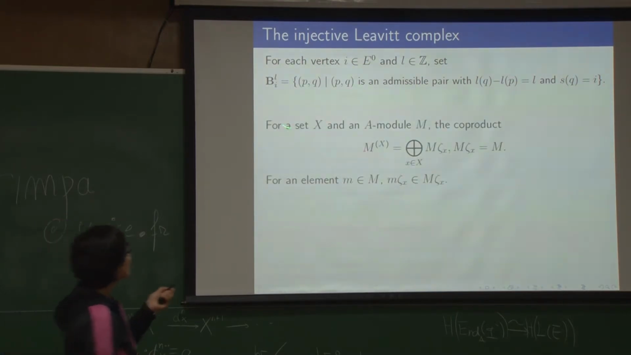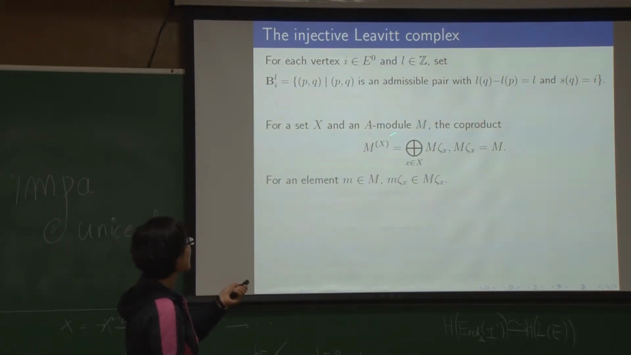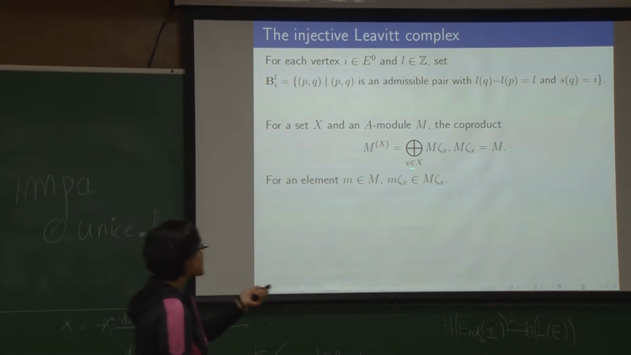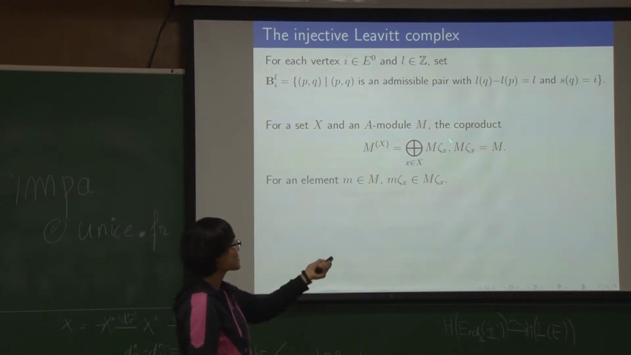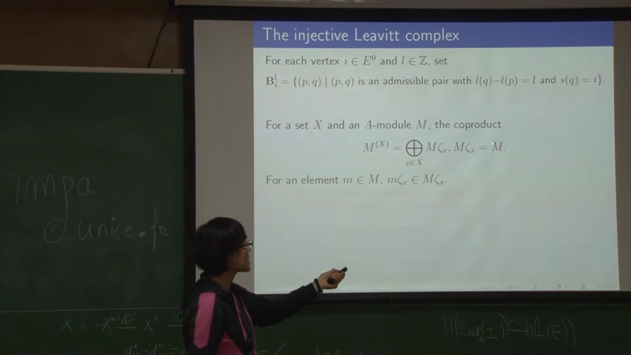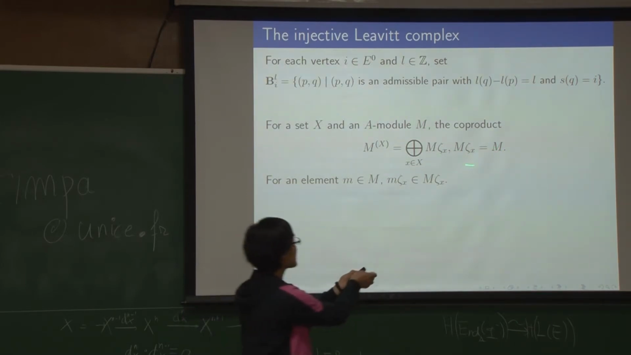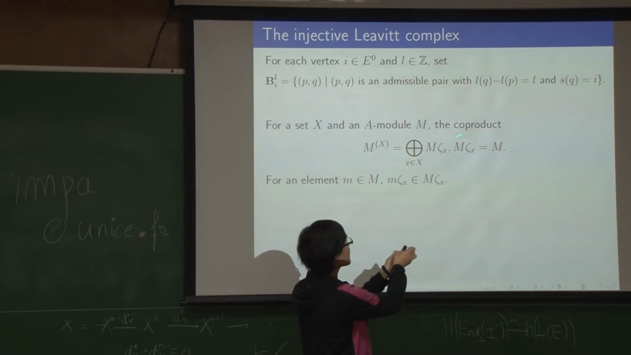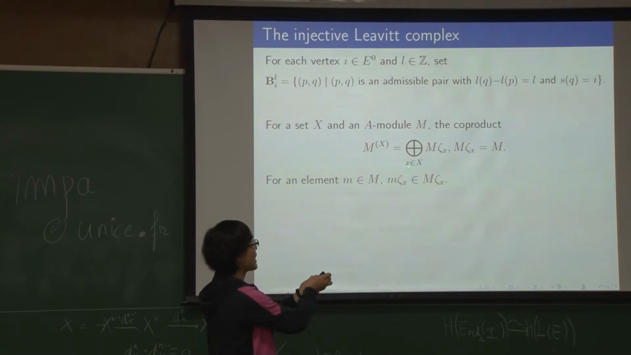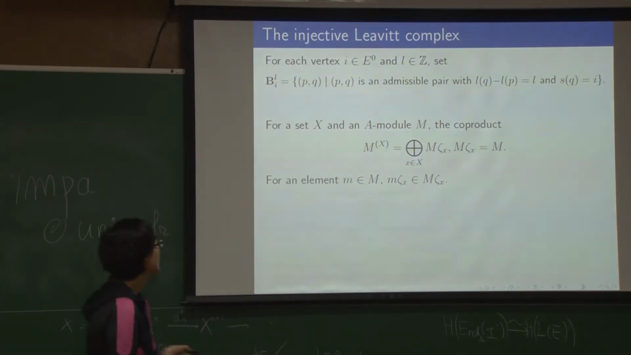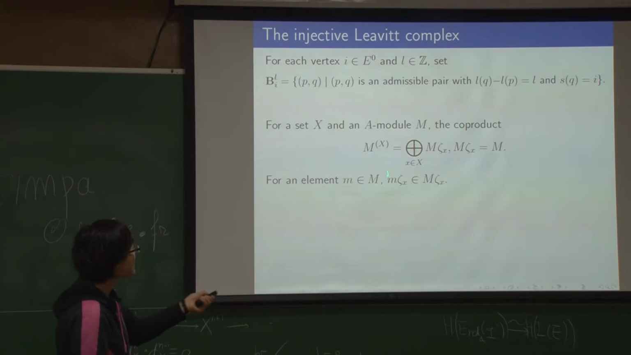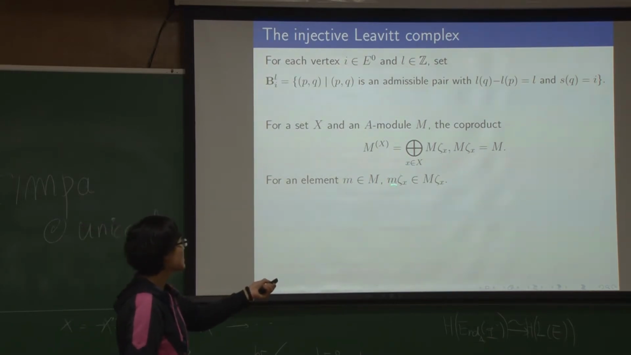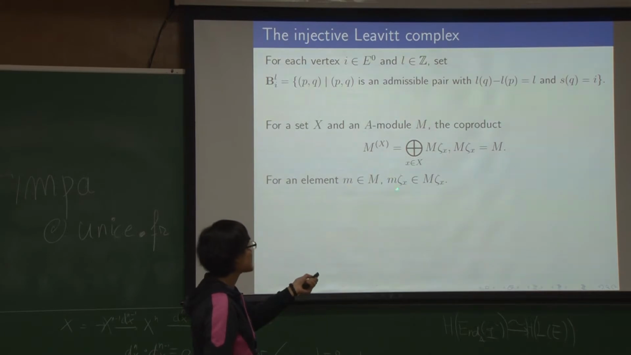So here, for a set X and a module M, the coproduct M^X is the copies of M, so that each direct summand is a copy of M. Here we use ζ_x, this index, to indicate that this direct summand corresponds to this element x. And for elements in M, we write M ζ_x. We use this to indicate that this element belongs to this direct summand.